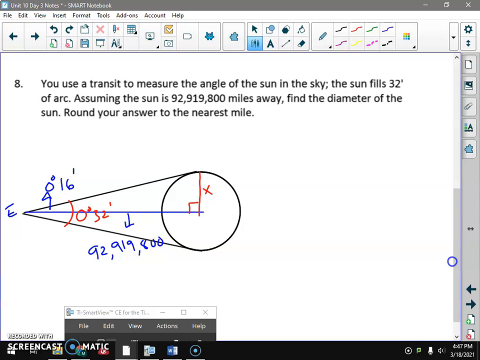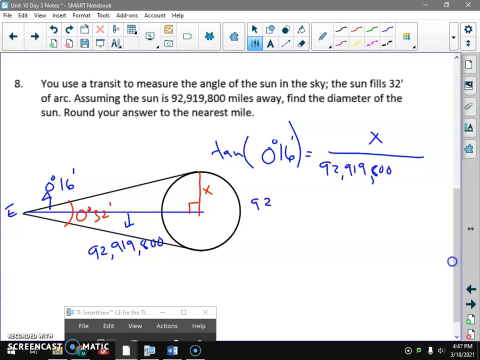So look at that right triangle at the top. We've got an angle, we've got an opposite, we've got an adjacent, which means we're going to use tan. And to find x, we're going to multiply.